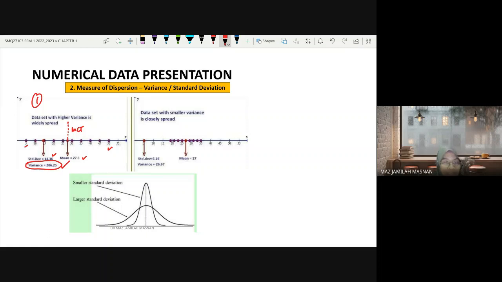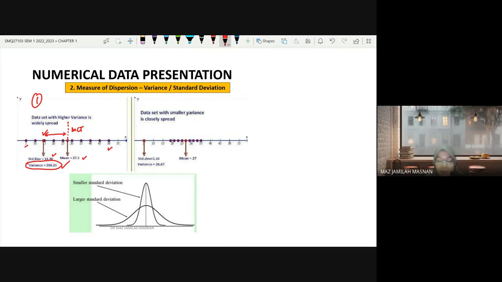Now, where is your standard deviation located? In this case, your standard deviation is 14.36, somewhere located over here. It means that most of your data will be below the average value, meaning the dispersion is very small.